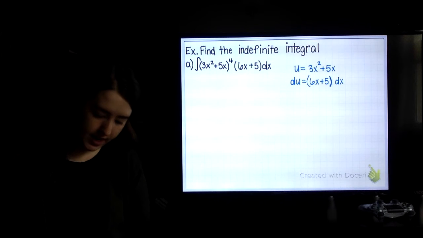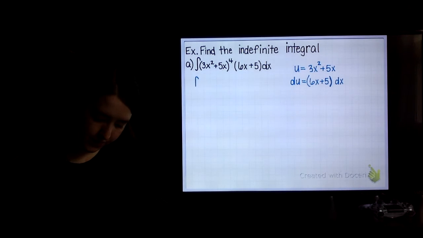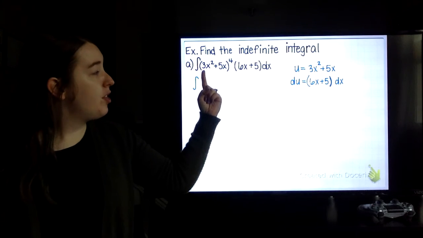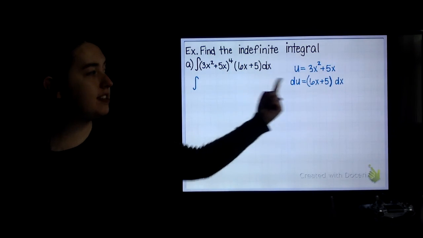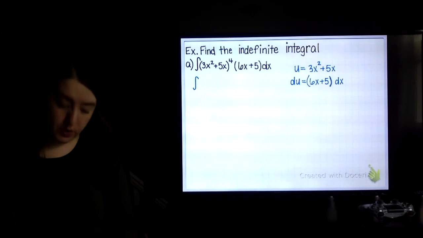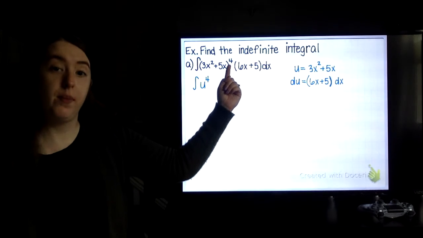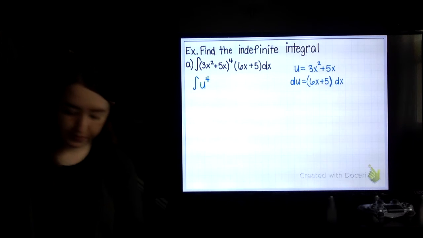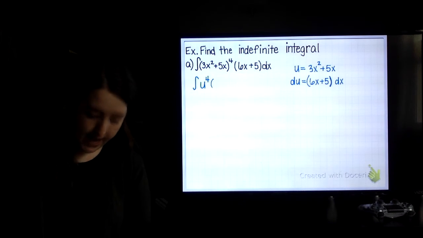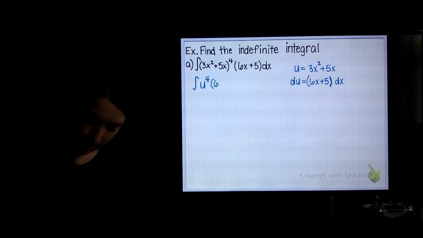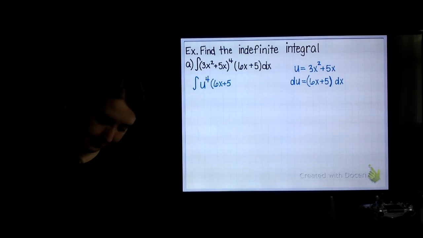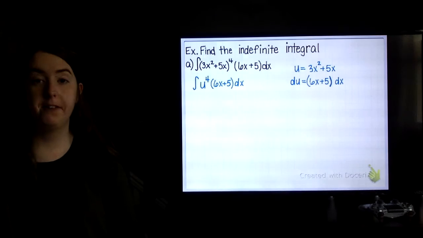Okay, so we want to rewrite this problem. Here's what I know. I still have an integral, but this time 3x squared plus 5x is equal to u, so I'm going to put u in right there. That's going to be to the fourth power, because right here, that was to the fourth power. And then after that we had 6x plus 5, and then we have dx, right?